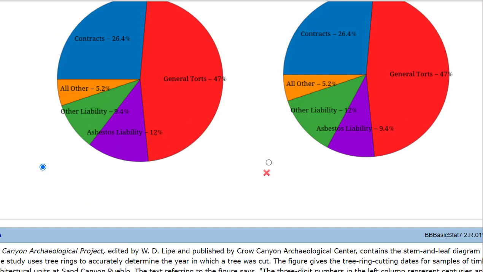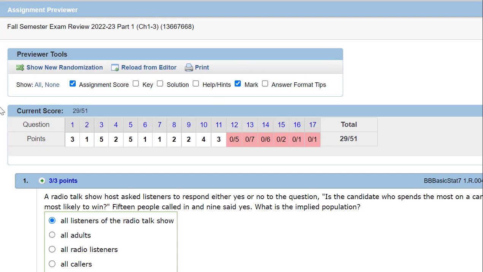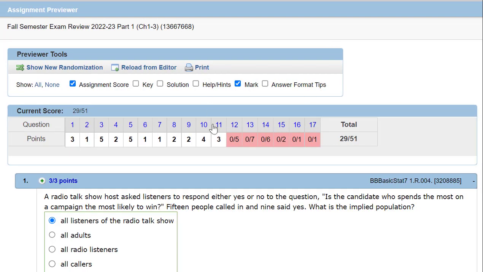All right. So when I scroll down, hit submit for testing, and I'll bring this back in width so you can see, we got all of those correct. Beautiful. I'm going to go ahead and pause here, and then we're going to do 12 through 17 in just a second. It'll be a second video.